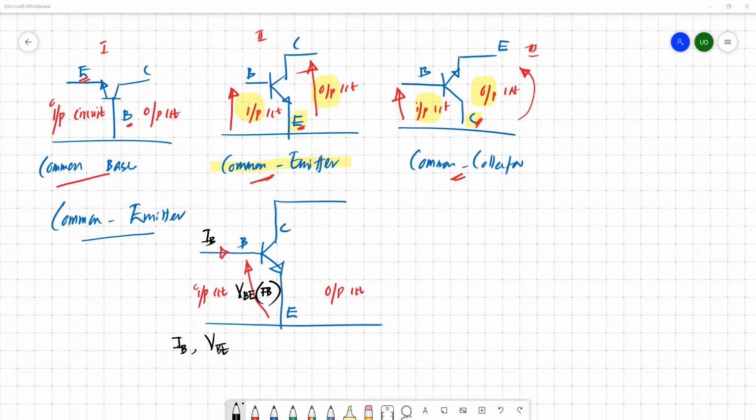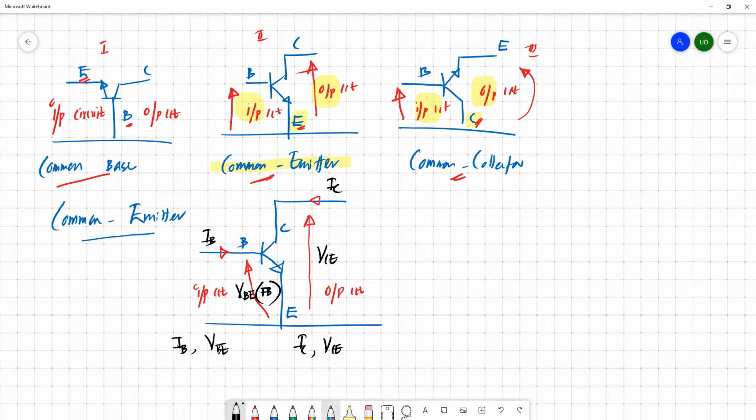So your input circuit for the common emitter configuration is basically a base emitter junction. You can explain the behavior of the input circuit by two parameters: one is the base current, the other one is the base emitter junction voltage. Similarly, for the output circuit, you have two quantities. One is the collector current. The output circuit is simply between the collector emitter junction. You can describe the behavior in that output circuit using these two parameters, IC and VCE.